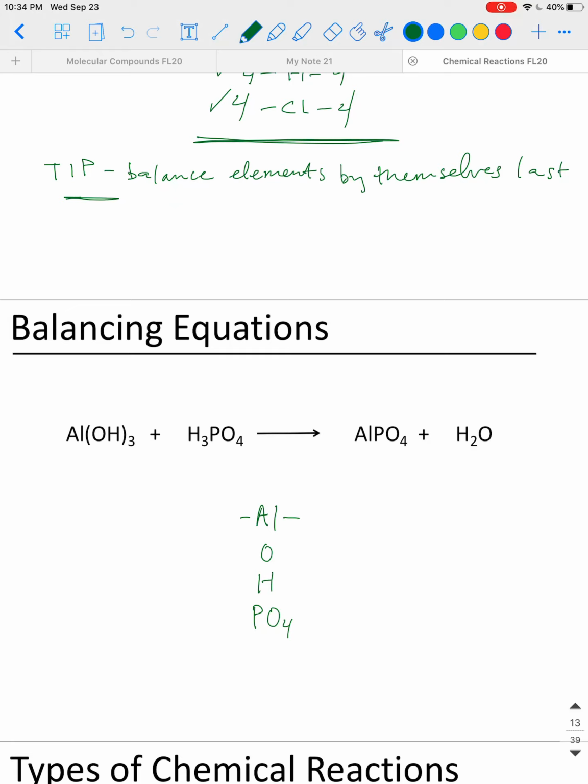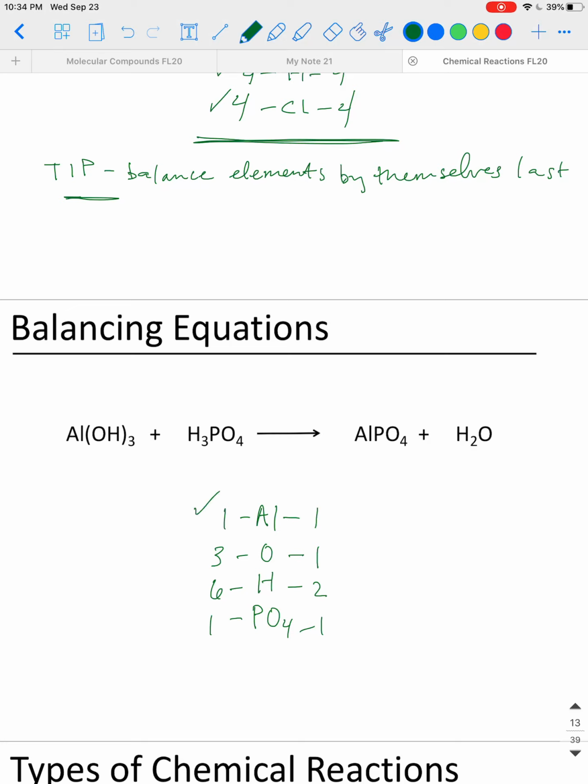Let's count up where we're at right now. So I have 1 aluminum on each side. This 3, remember, it applies to both oxygen and hydrogen. So I have 3 oxygens and I have 3 hydrogens. Nope, I have 6 hydrogens. How do I know I have 6? Well, I've got 3 in my first reactant, 3 over here, 3 and 3, that is 6. Phosphate, I just have 1 phosphate. How many oxygens do I have on the product side? I just have 1. How many hydrogens? I've got 2 and 1 phosphate.